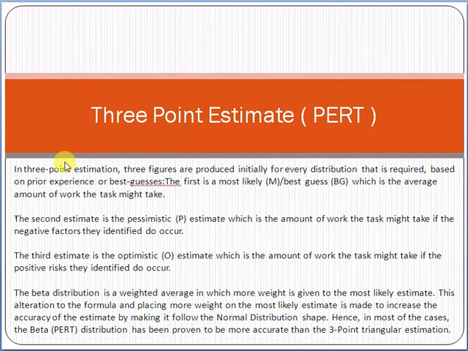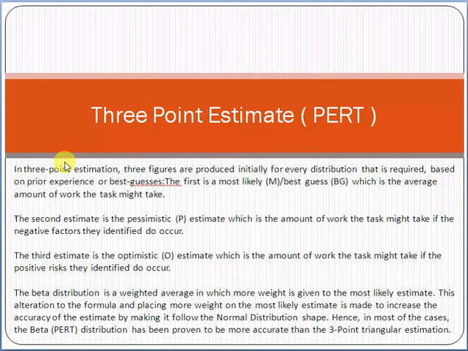Average means that there is no such problem and no ideal condition, but on average it is the most likely case. The second estimate is the pessimistic estimate, which is the amount of work the task might take if the negative factors they identified do occur. For example, if any problem or issue occurs, then with the same payment module example, the technical lead can say that 30 days are required if any negative issues occur.